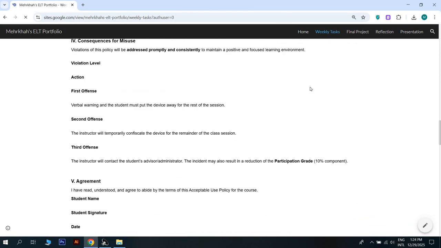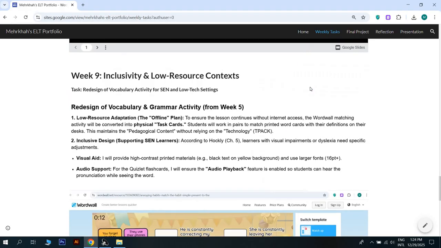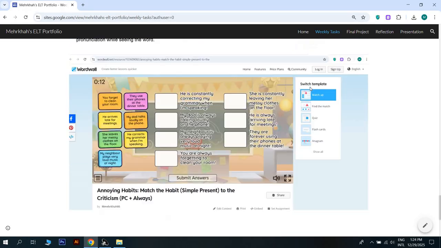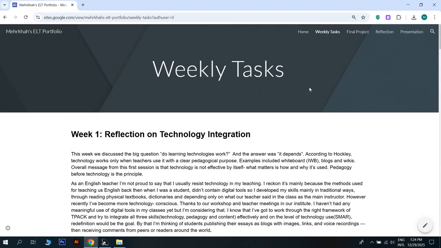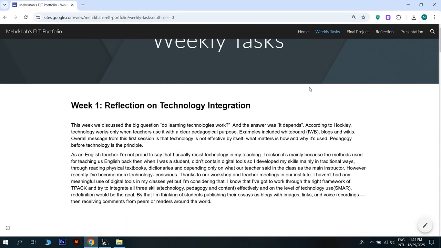So I have a weekly tasks page here in my portfolio, and it contains a list of all the tasks that we were supposed to work on from week 1 to week 11. I've assigned all the tasks from week 1 to 6, but I want to go through them very shortly.